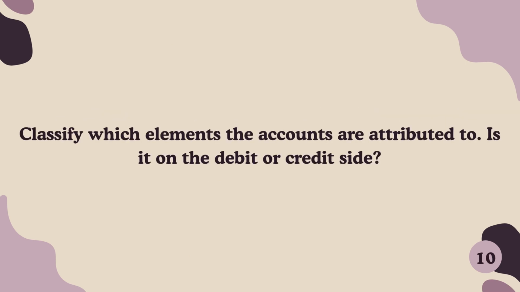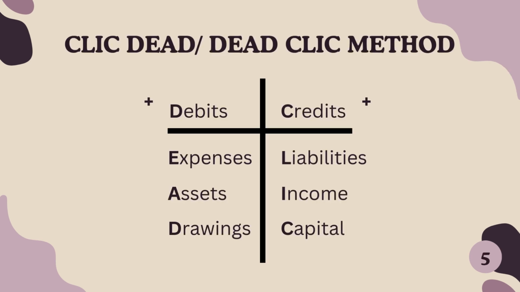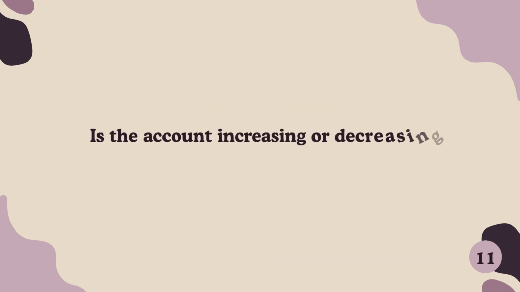Second question, classify which elements the accounts are attributed to. Is it on the debit side or on the credit side? Let's look at the model again. Inventory are business assets, which is on the debit side. Bank is an asset as well. Therefore, it is on the debit side as well. The third question, is the account increasing or decreasing?